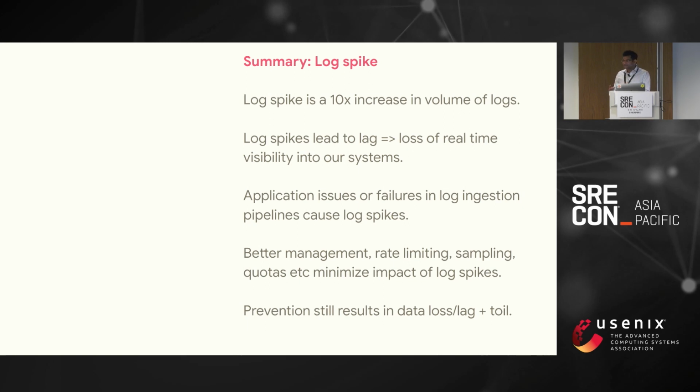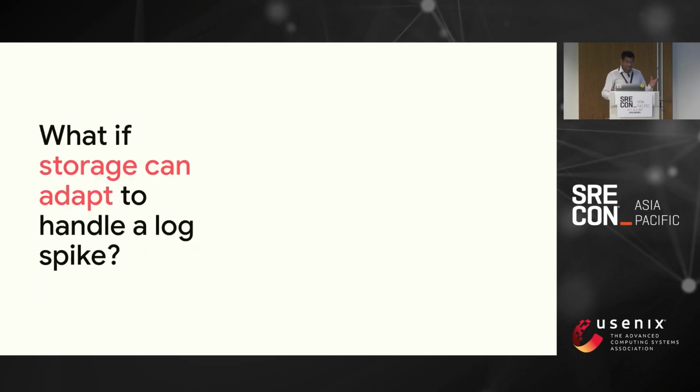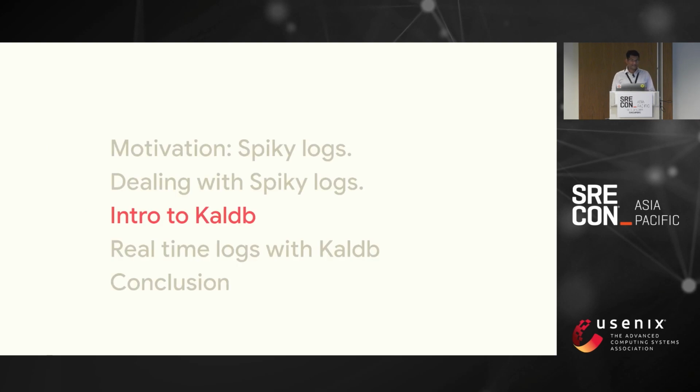If a log spike happens, it still results in data loss or lag, and it leads to toil, right? When that happens, typically our approach is to just throw humans at the problem. We pay someone, and they'll hopefully do something about it, right? But if you go back, the problem with a log spike is that the storage cannot scale with the volume of logs, right? So how can we adapt? What if we could adapt the storage to handle log spikes? Wouldn't this problem be solved easily, right? And that's what we tried to do with Kaldb.